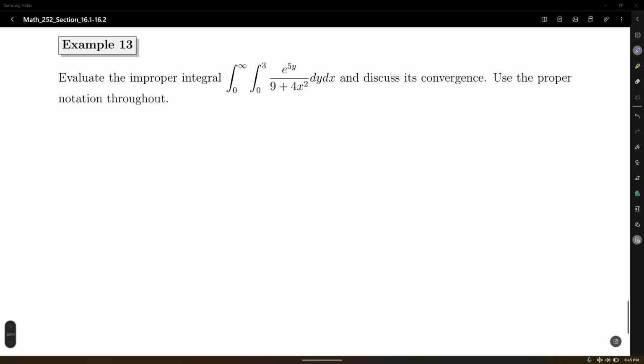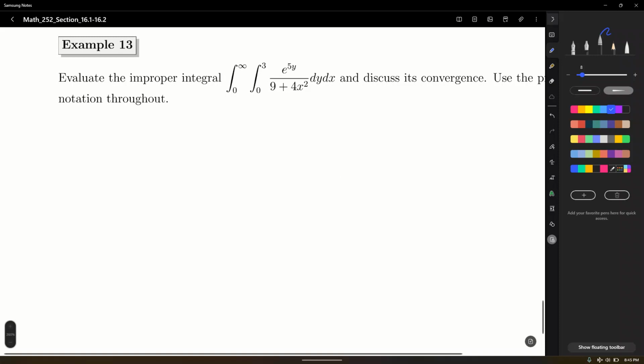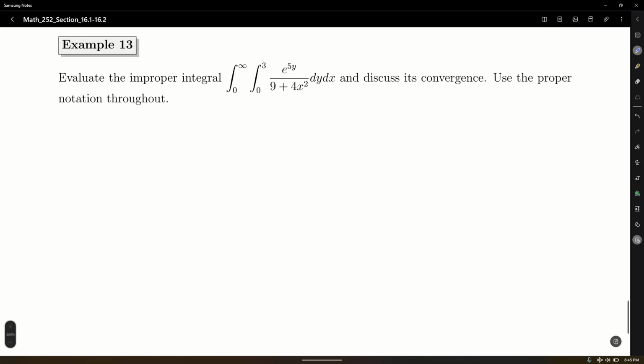Example number 13, we're going to evaluate this double integral, and it happens to be an improper integral. That's because one of the limits is infinity in this case. All right, so we would evaluate the double integral the way we would usually do, evaluating one integral at a time. However, when it comes to the integral where it gets the limit of integration of infinity, we need to use the limit notation. That's something you might recall from back in Calculus 2.